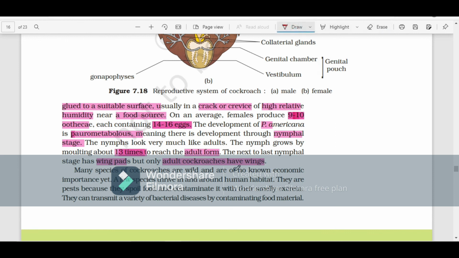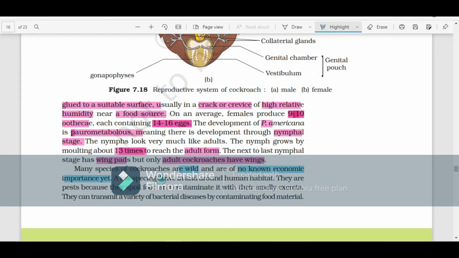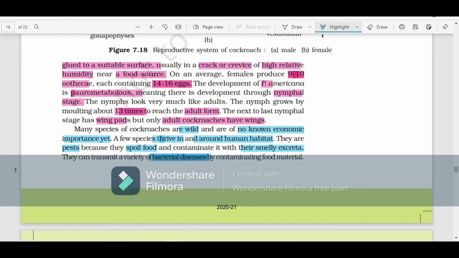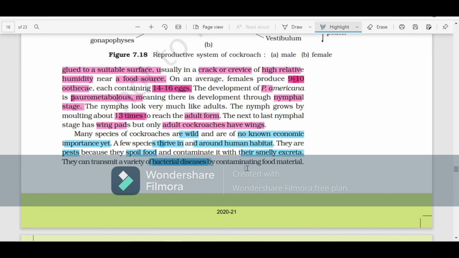Okay, so let's just complete this part also and then go to the picture. Many species of cockroaches are wild and they have no economic use. Is there any economic use known yet? Nope. A few species thrive in and around the human habitat. They are pests because they spoil food, right? They contaminate it with their smelly excreta, and they can transmit a variety of bacterial diseases. You would have seen in some advertisements where this cockroach is causing many kinds of diseases, food poisoning, just by contaminating the food.